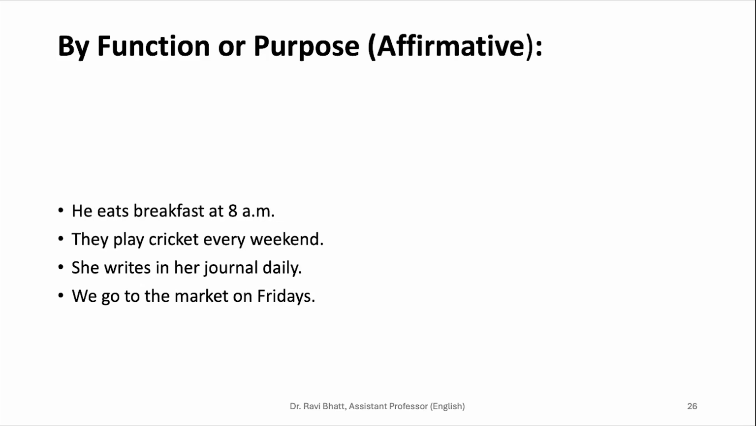Now, the next one, on the basis of whether they state something that is true or not, we have affirmative sentences and we have negative sentences. So, here are 4 examples of affirmative sentences in simple present. He eats breakfast at 8 a.m. They play cricket every weekend. She writes in her journal daily. And we go to the market on Fridays.